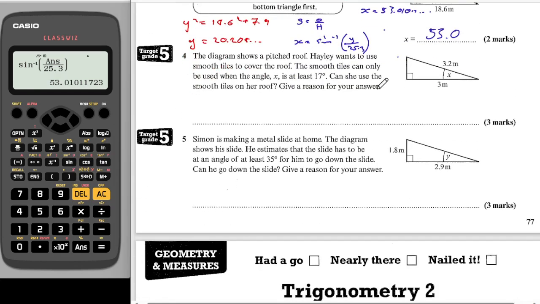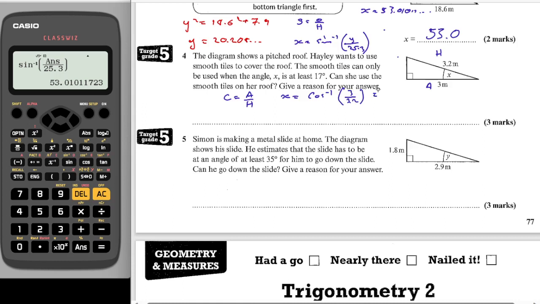Okay, question 4. The diagram shows a pitched roof. Haley wants to use smooth tile to cover the roof. The smooth tile can only be used when the angle X is at least 17 degrees. Can she use the smooth tile on her roof? Give a reason for your answer. Okay, so this is going to be the hypotenuse, and this side here would be the adjacent. So I'm using the cos ratio. So cos is equal to A over H. So in this case, X is going to be equal to cos to the minus 1 of 3 divided by 3.2.